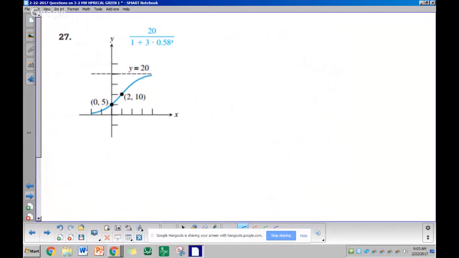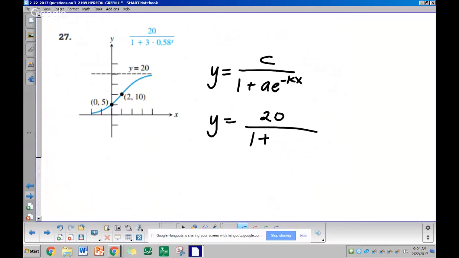All right, moving right along. 27. This is just doing the same thing except visually, right? I'm giving you the graph. So what do we, c equals what here? I mean, obviously we've got it, right? So y equals c over 1 plus a e to the negative kx. I'm given my initial point, which is 0, 5, and c has to be 20. So it has 20 over 1 plus, and now how do I find a? We're going to say 5 has to equal c over 1 plus a, but we know c is 20. So this is 5 equals 20 over 1 plus a, cross multiplying.